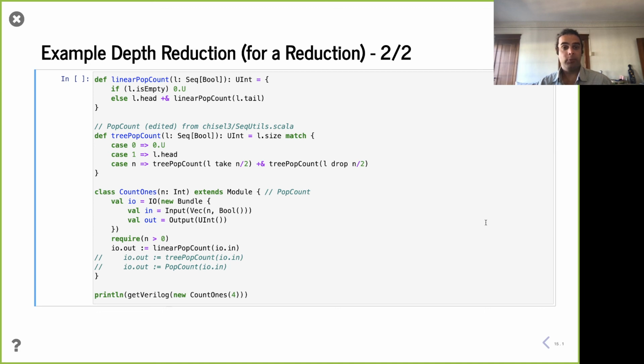If we did this linearly, what we would do is take, in this case, a sequence of bools. So this isn't even a Vec. This is just a collection of wires. We want to know how many of those wires is 1. Well, we'll solve it recursively.